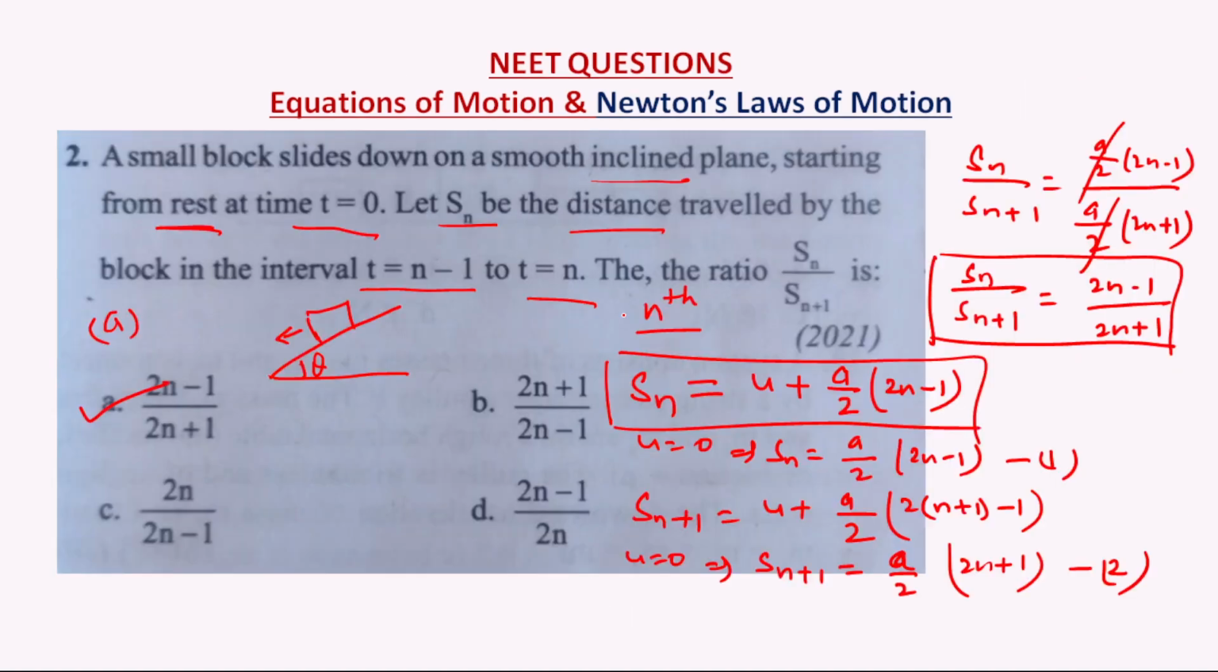Question number 2, again it was for an inclined plane only, but we had to find only the distance travelled in the nth second. The formula we need to remember is Sn is equal to u plus a by 2 into (2n minus 1). Utilizing that formula, and u was given as 0 at rest, so Sn is equal to a by 2 into (2n minus 1), and Sn plus 1 we found as a by 2 into (2n plus 1). We divided and found the answer.